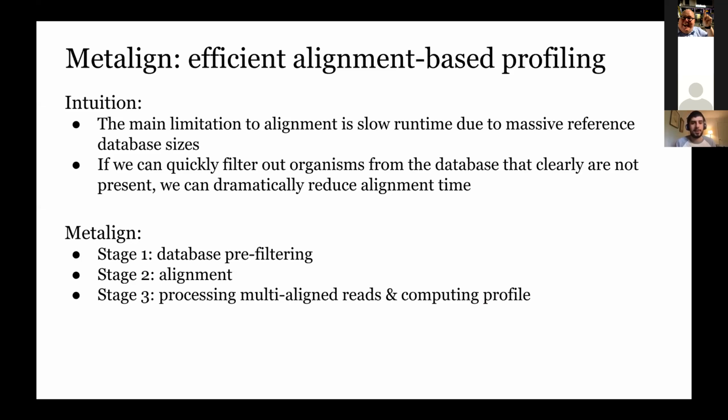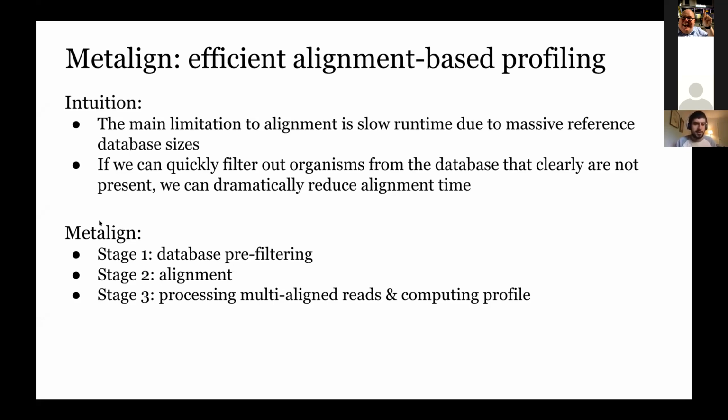The intuition behind our method is that the main limitation to alignment is slow runtime due to massive reference database sizes. So you're taking all of these sequence reads, and as we know, modern sequence reference databases can be hundreds of gigabytes. So performing alignment against the entire reference database is very slow. If we can quickly filter out organisms from the database that clearly aren't present, we can dramatically reduce alignment time. There are a lot of organisms where you should be able to quickly see there's nothing in this genome that is present in the sample, so you can quickly rule it out without having to perform a full alignment of every read against that genome.